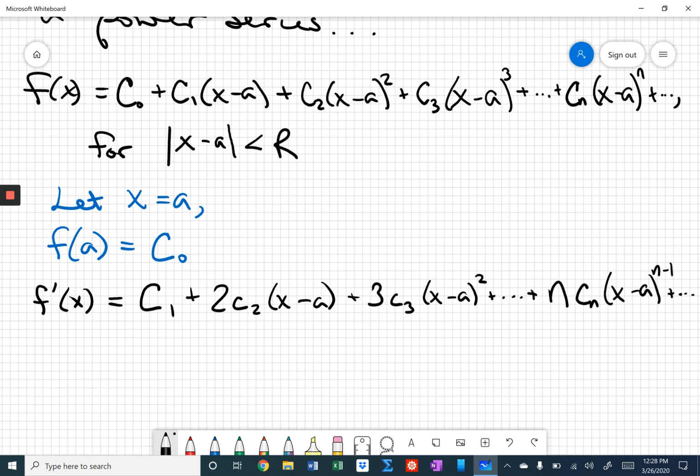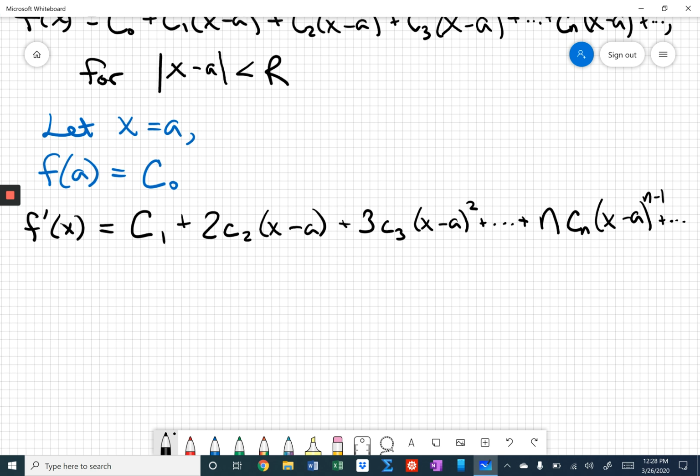All right, now with that in mind, let's do the same thing. Let x equal a, and then that'll tell me that f prime of a is going to be equal to c sub 1 plus, again, the second term is going to go to 0, as will the third and all the rest that follow. So f prime of a is going to equal c sub 1. Well, that's kind of cool too.